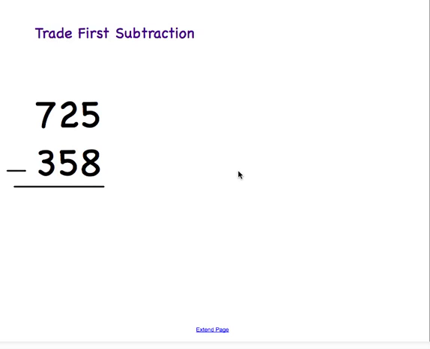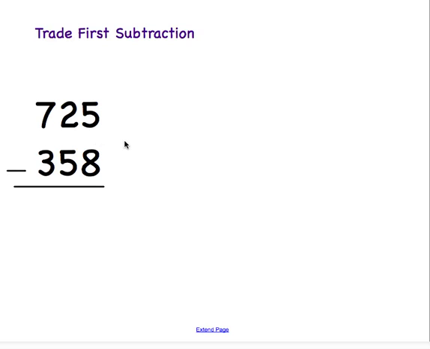Trade first subtraction is the traditional way or form of subtracting where we borrow or trade from the numbers that we need. If we look at our first problem, 725 minus 358, and I start in the ones place, I see that the 8 is larger than the 5, or the 5 is smaller than the 8, and I'm not really able to subtract, because if I have 5 marbles, how can I give someone 8?